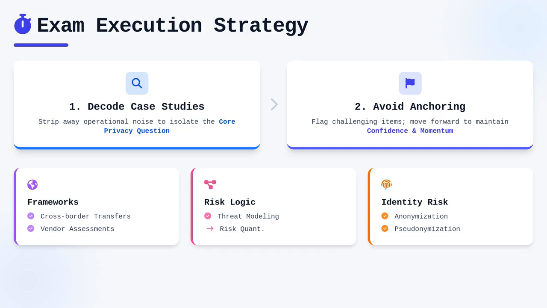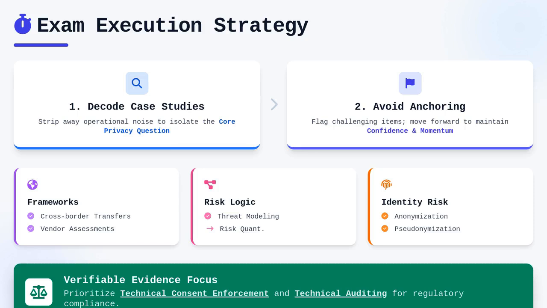Your ability to distinguish between anonymization and pseudonymization, particularly under the lens of re-identification risk, will be tested extensively. Keep your focus on the technical mechanisms for enforcing consent and technical auditing, as these are the verifiable evidence points that regulators and auditors seek.